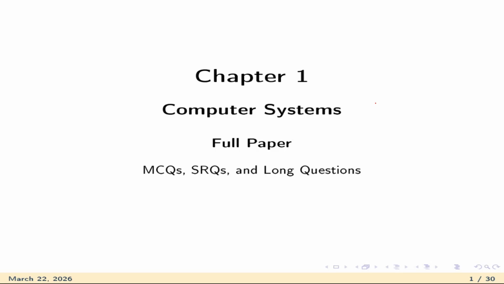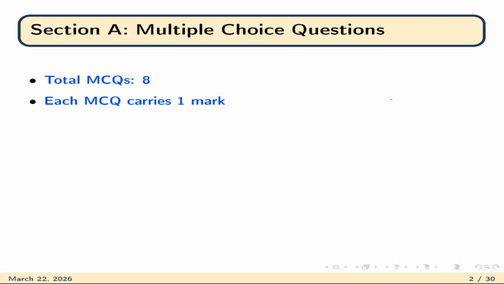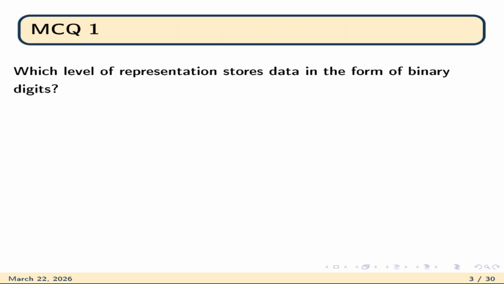This is chapter number 1, Computer Systems, and I will try to cover the full paper, in the same pattern as the Federal Board exam: multiple choice questions, short response questions, and long questions from each chapter. Section A, multiple choice questions. In total I will give you 8 multiple choice questions and each carries 1 mark.